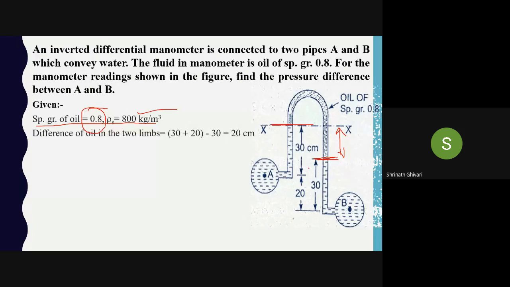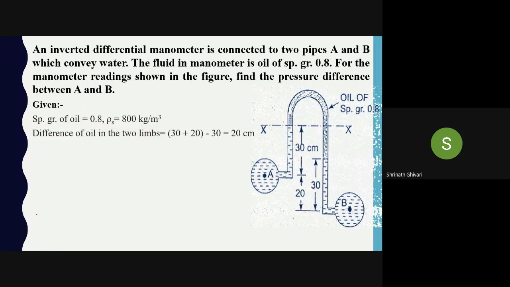No. So how to calculate this? 30 is the total length, this is the half length. So 30 plus 20 minus 30 will give you this distance. The difference of oil level in the manometer, or you can say in the two limbs. So till here to here the oil is there. So from here to here I want to find the difference. So 30 plus 20 minus 30 will give you this distance, that is 20 centimeter. Understood this part?